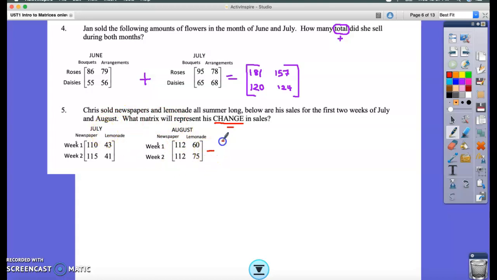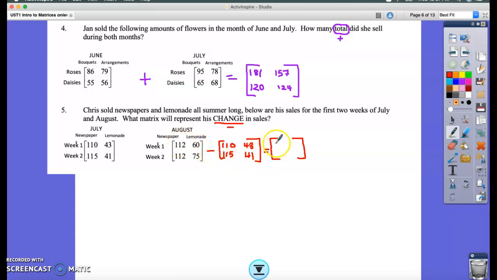So I'm going to be subtracting 1, 10, 43, 115, and 41 from my July matrix there, or my July from my August. Most current minus my past, because I want to see if my sales went up, down, or stayed the same. So these are all positive, so I'm not going to change this sign because that would be a lot of writing I don't need to do.